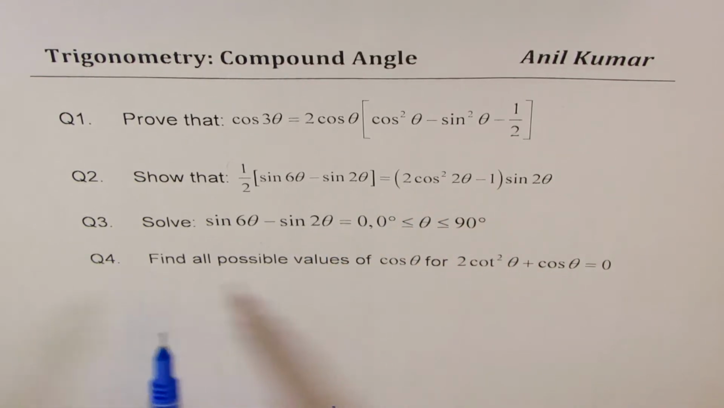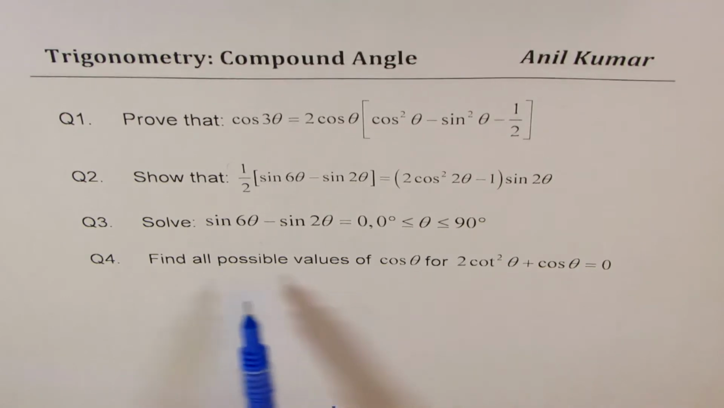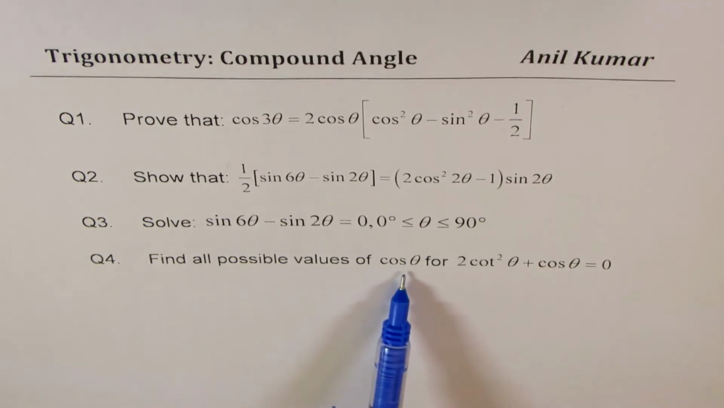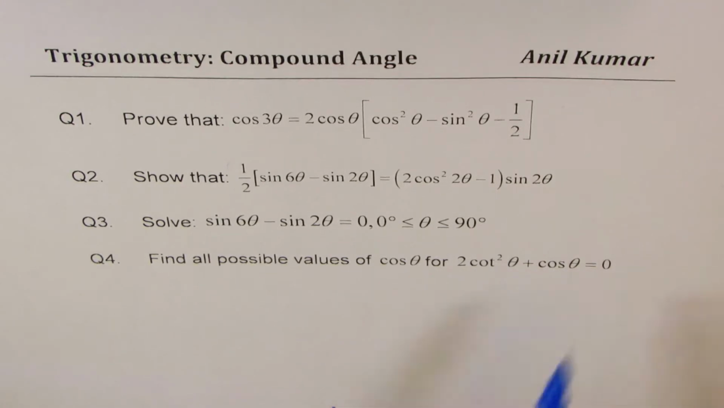Question number 4. Find all possible values of cos theta, not theta, right? Find all possible values of cos theta for 2 cot square theta plus cos theta equals 0. You can always pause the video, answer these questions, and then look into my suggestions.